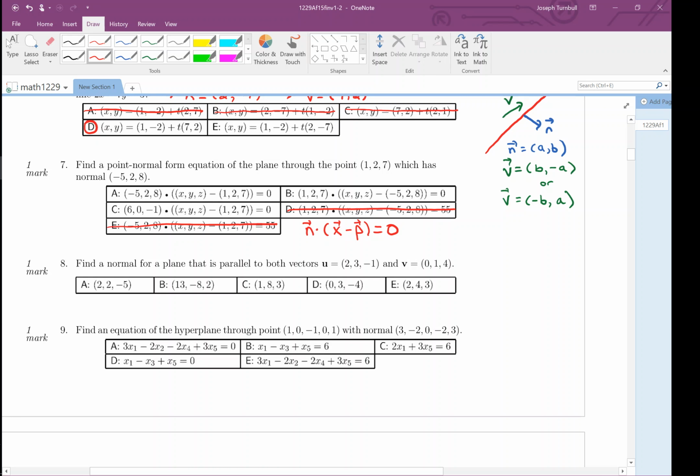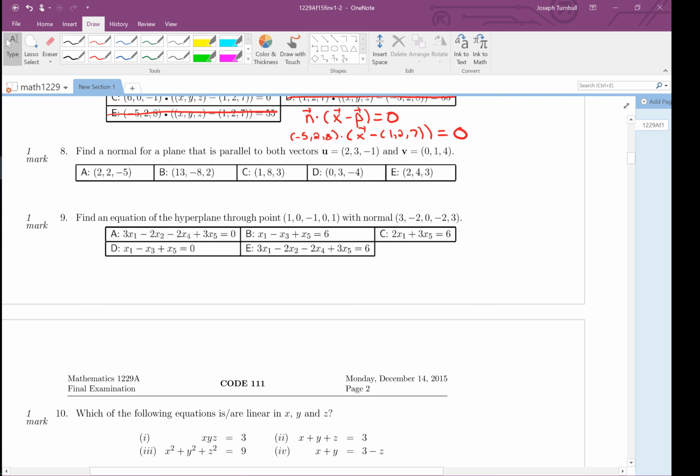Anyway, so into this we can plug in our normal, which it tells us is -5, 2, 8 dot x minus, I'm not going to write out the x is just x, y, z, and then point P 1, 2, 7 equals 0. So it's a collection of all x, y, z coordinates that satisfy this equation. And if you put them all together, that makes the equation of the plane. Now, do we have something that matches that? Yes, option A.